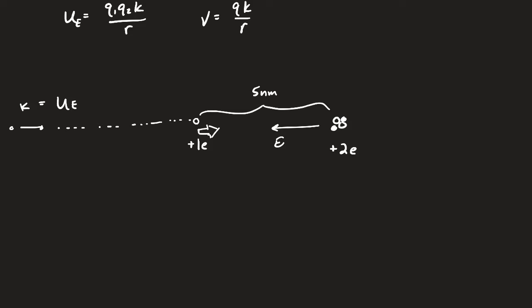Okay, so let's find out how much potential energy it has when it's 5 nanometers away. That would be Q1 Q2 K over R, which is going to be 1.6 times 10 to the negative 19th coulombs, the elementary charge, which you have on your equation sheet, times 2 times 1.6 times 10 to the negative 19th, because it's 2 protons in a helium nucleus. Any question about that?